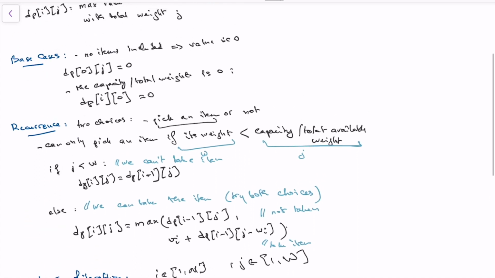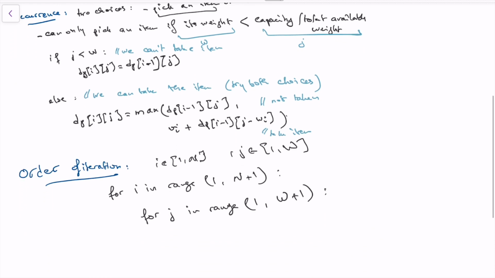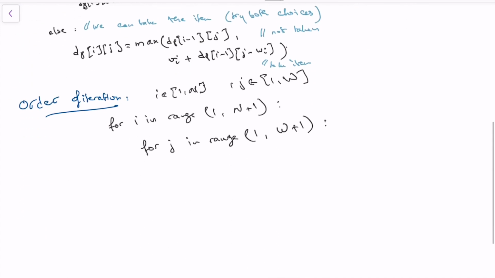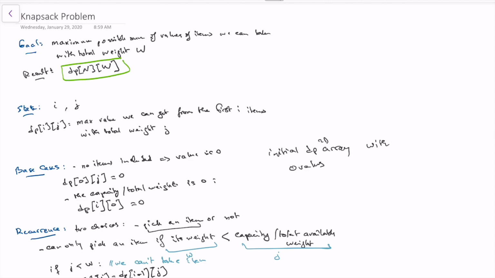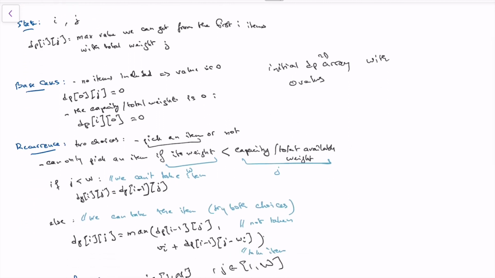And since the values are zeros here, we can just initialize the DP array as a 2D array with 0 values. Because of that, the base cases have already been set, so we don't need to set them again, and we don't need to start from 0, because the values for these are 0 because of these base cases. Okay, so now that we know the goal, the state, the base case, and the recurrence relation, we can start applying this.